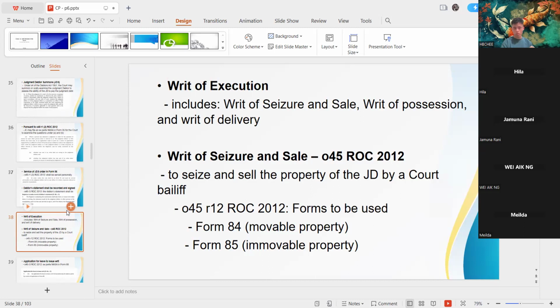Yes, it's provided in your Order 17 when we're talking about the interpleader chapter. So basically, the court bailiff will also be involved in an interpleader action. When it comes to a writ of seizure and sale, the court bailiff has the power to seize and sell the property. Under Order 55 Rule 12, there are different forms to be used. First is Form 84 for movable property, and then Form 85 for immovable property.